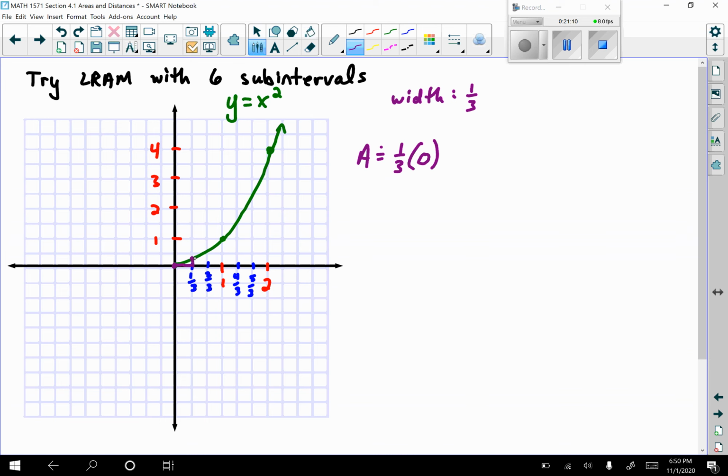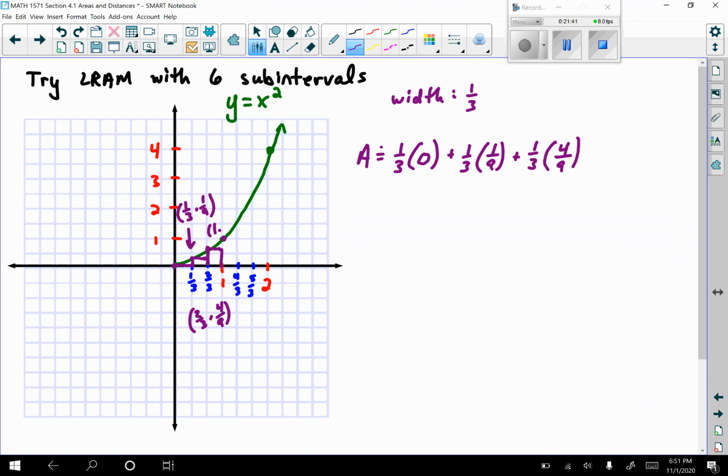Next, I'm going to go up, create my second rectangle. So this is the point, 1/3. Square that, we're going to get a 1/9. So next I'm going to have plus 1/3 times 1/9. My next point is going to start here. My left end point, I'm going to go over and then down. So this is 2/3. Square that, we'll get 4/9. That's that third point right here. So I'm going to have 1/3 times 4/9.